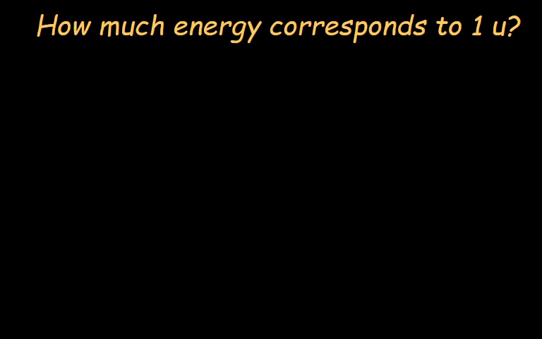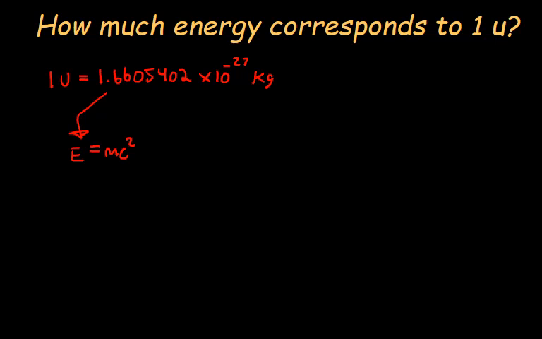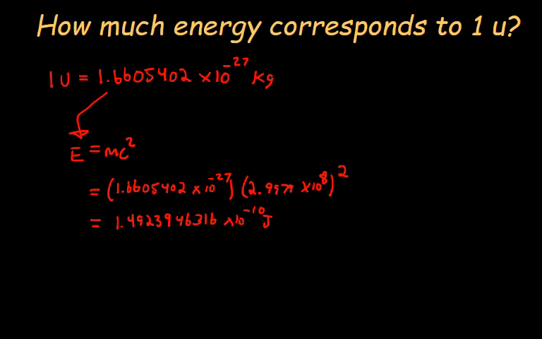So how much energy corresponds to 1 U? This can be helpful as well, because if we get the mass difference, we can compare this to U and do that. So 1 U is 1.6605402 times 10 to the negative 27th kilograms equals mc squared. We have our mass, we have the speed of light squared. So that's how much energy corresponds to 1 U.